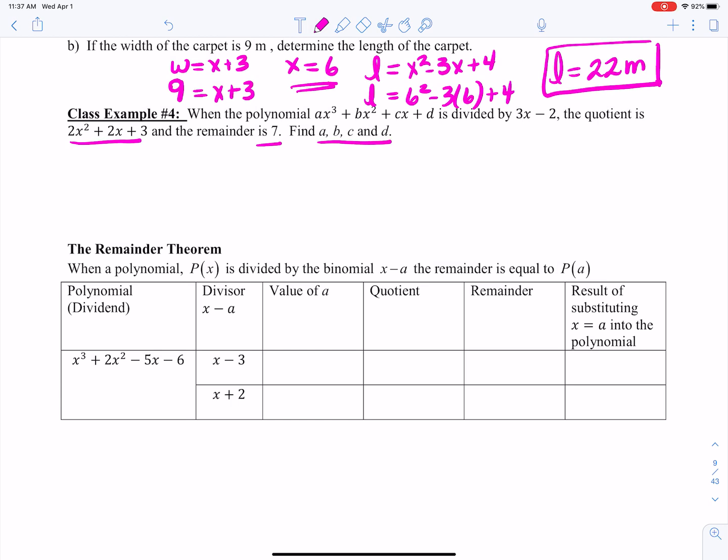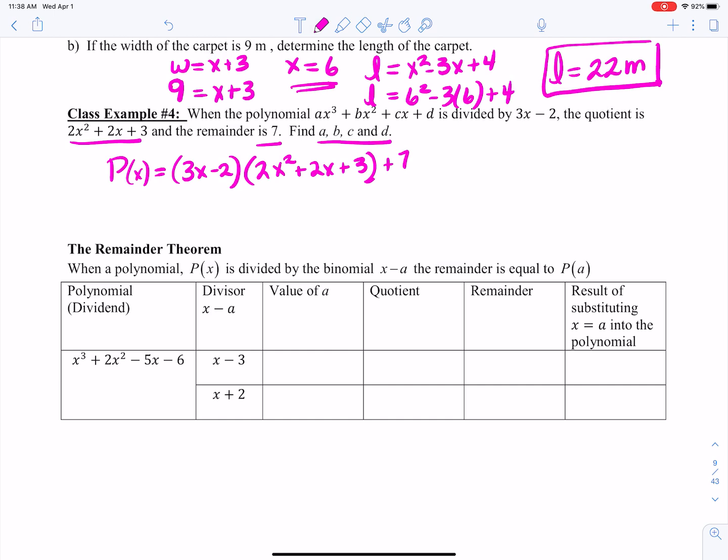All right, so I know that if I take the divisor and multiply it by the quotient and add the remainder, I end up with the polynomial. And that's from when we just started the different forms of polynomials. That's how I knew how to organize that.